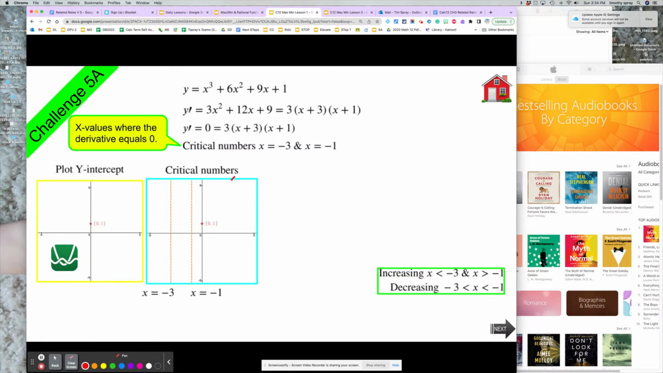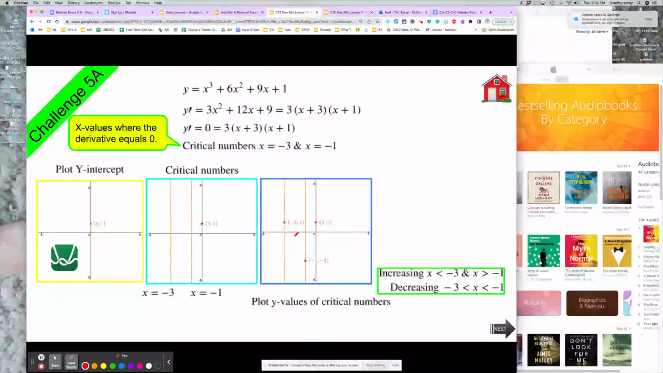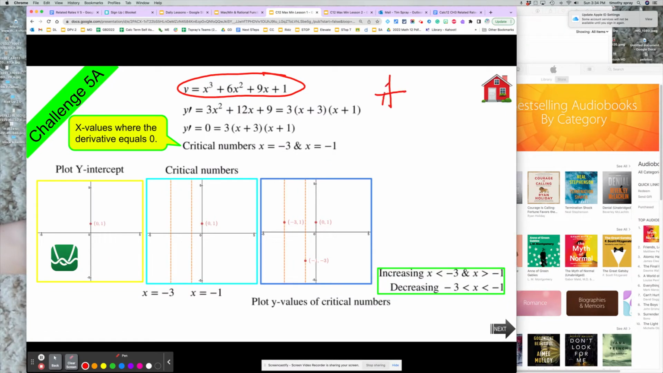Okay, so then what we're going to do is put the -3 and the -1 back in. And when we do that, we find out where those coordinates are. So when we put -3 in the original, notice that we get a +1 out. And when we put -1 in, we get a -3 out. So we know that this is a cubic function, and it looks something like that.